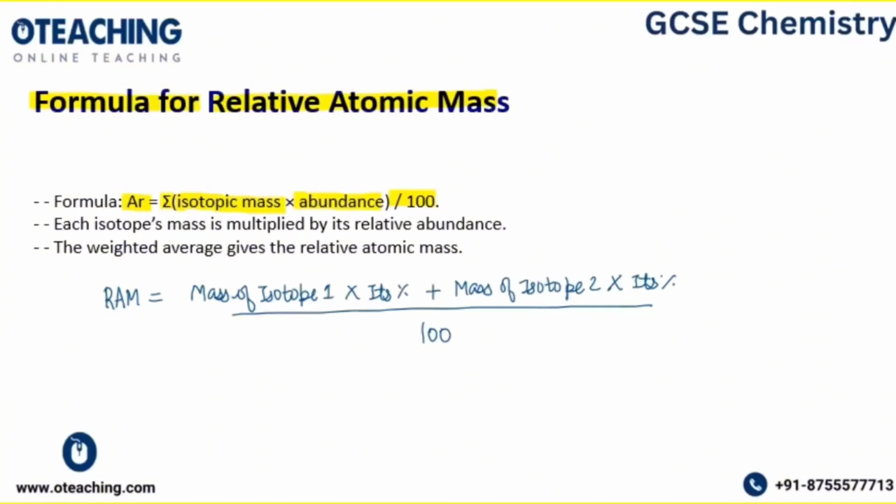Each isotope's mass is multiplied by its relative abundance, that means how much of it is present in nature. The weighted average gives us the relative atomic mass, or RAM.